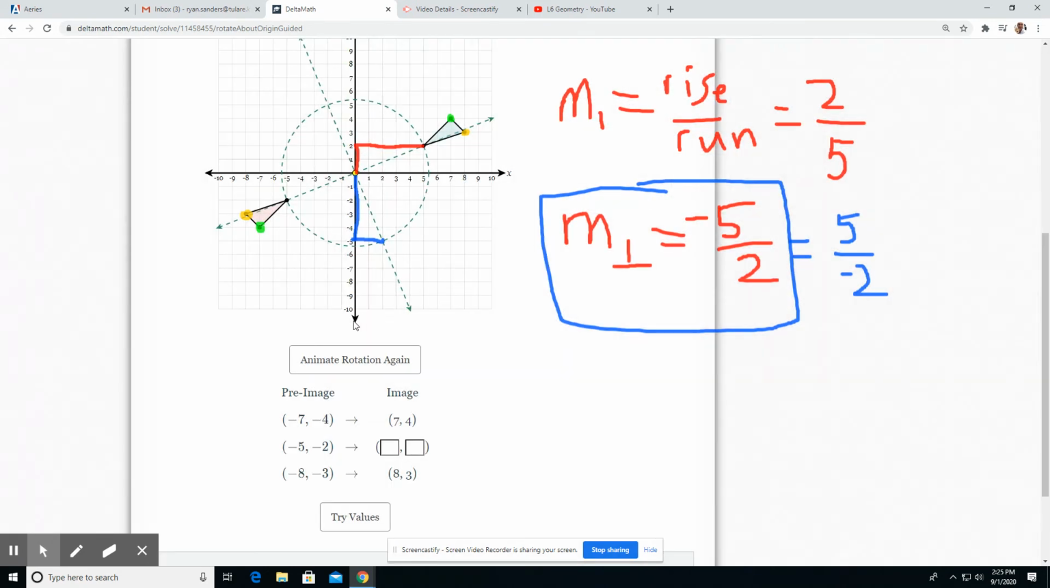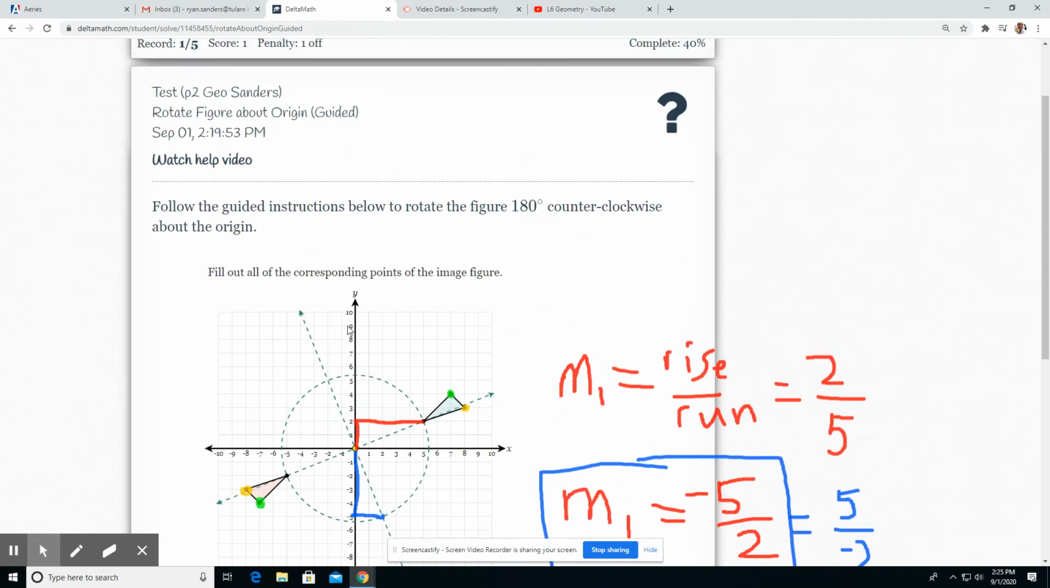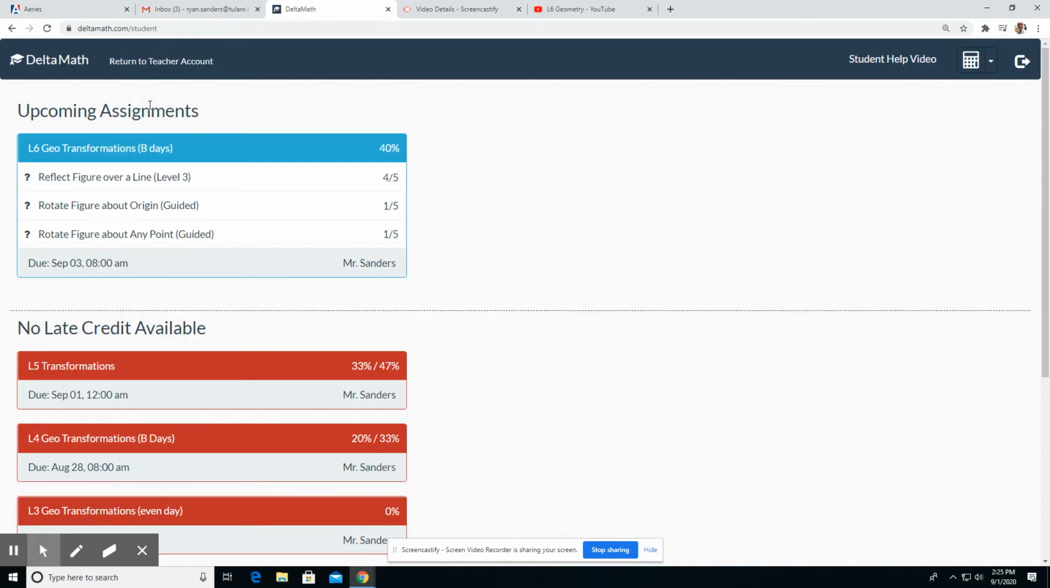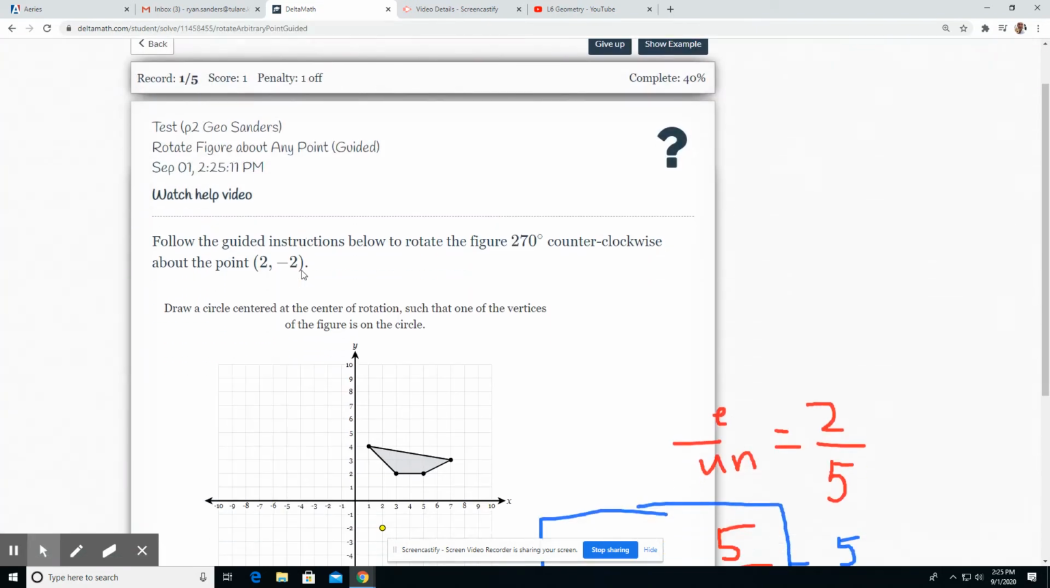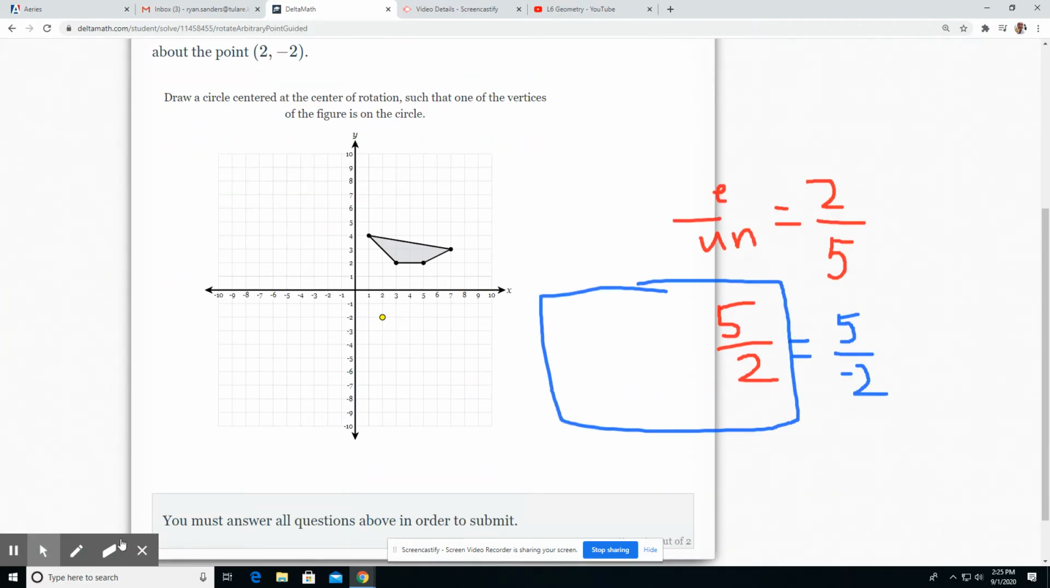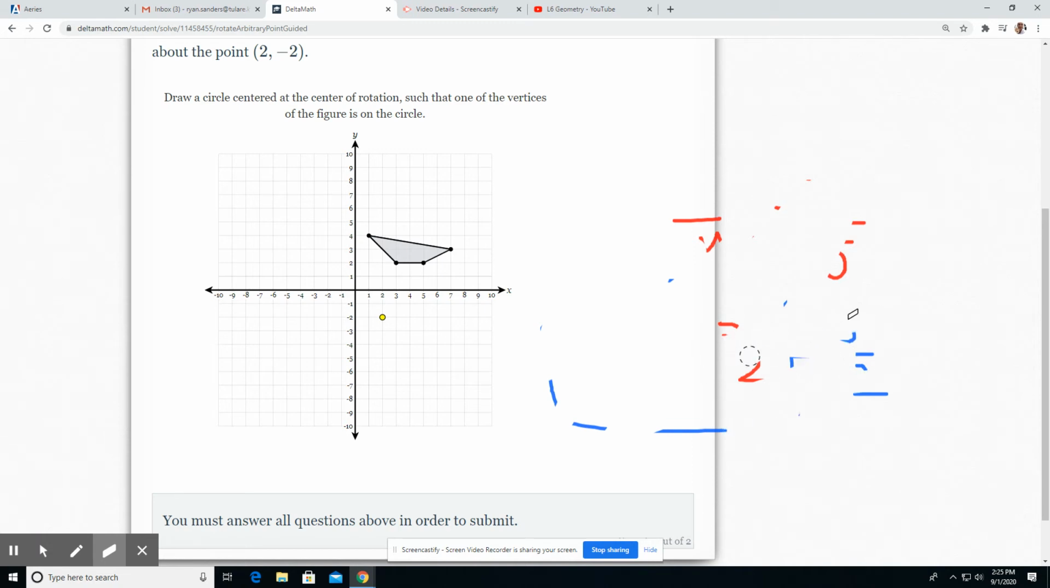I'll leave the last one for you. Last problem on this set. Rotate a figure around any point. Any point. So let's go ahead and clear off some of this stuff. And the idea is exactly the same with rise and run and our slopes, but they're taking us through it, so that's good.